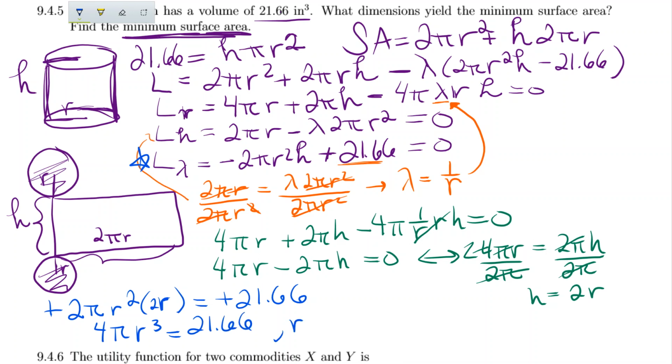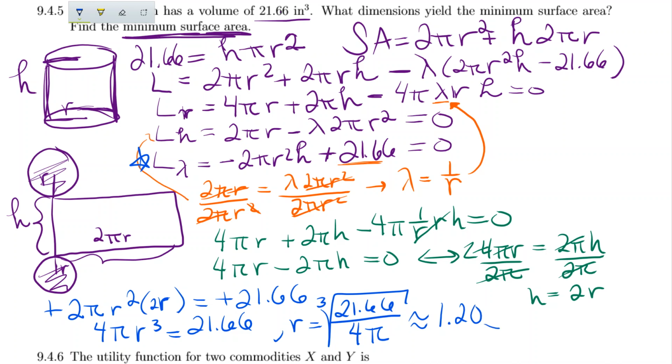If you solve for r, you're going to take 21.66, divide it by 4 pi's, and then take the cube root. When you do that, you will get a number. You have to be a little careful because I need to round this. It's not going to come out whole. It's 1.19 and then a bunch of 8s and 9s. So I'm going to call it 1.20, which is probably not the amount I should round.